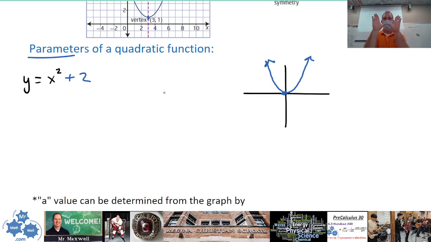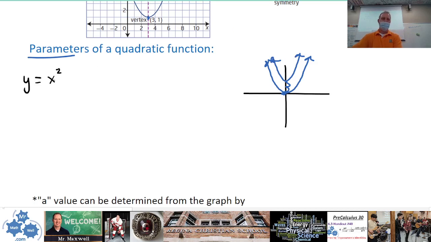It moves the whole thing like this. It moves it straight up. That's what the plus 2 outside of the x squared does. So it goes like this. Same parabola, moves it up 1, 2 units. Got it? All right.